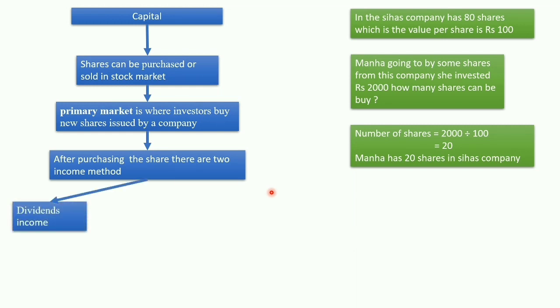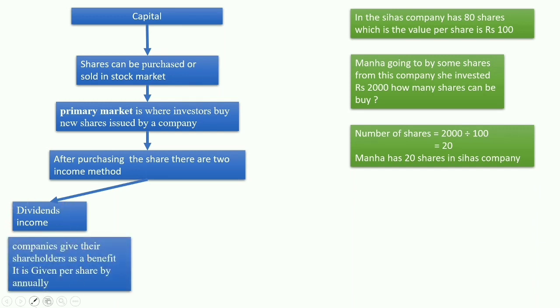The first income method we are calling dividends income. You have to have an idea of what dividends income is. That is a technical term. Dividends income is what the company gives its shareholders as a benefit. It is given per share annually. So keep in mind what dividends are. Dividends are given by the company. Which company? Siha's company. It is going to give some dividends to Manha. Per share we mark a value for dividends per share. Shall we explain it later?